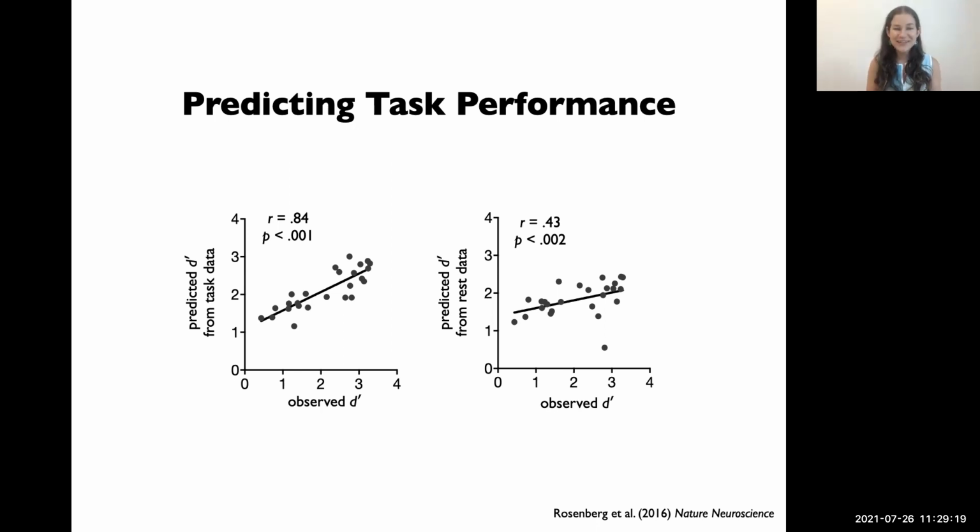And now, interestingly, we can see that our predictions from resting state data are numerically worse than our predictions from task data. And we think this may be because when we give people a sustained attention task, we're actually taxing the neural circuits related to sustained attention and potentially magnifying these differences in functional connectivity that are related to individual differences in sustained attention.